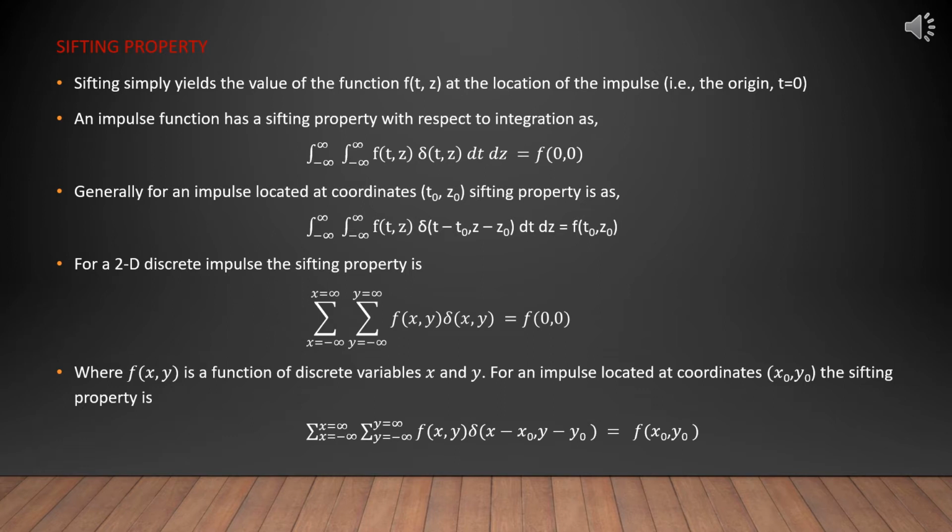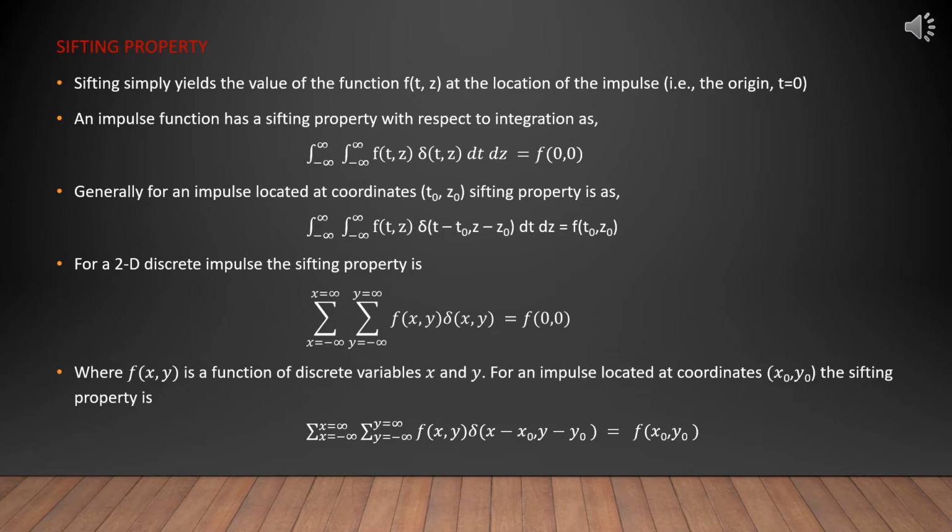Suppose we want to evaluate the integral from minus infinity to infinity of del of t into f of t dt. We can simplify this integral by noting that because the impulse is 0 everywhere except when t is equal to 0, we can simply replace del of t into f of t by del of t into f of 0. As we know, the impulse only exists at the 0 value.